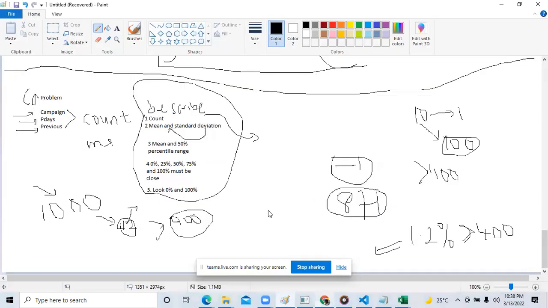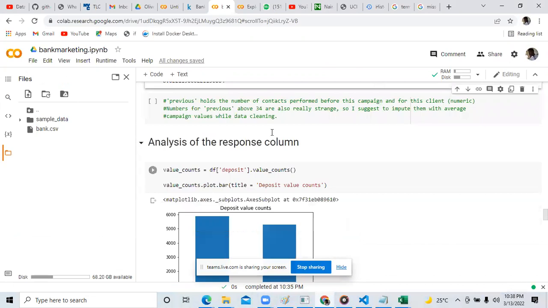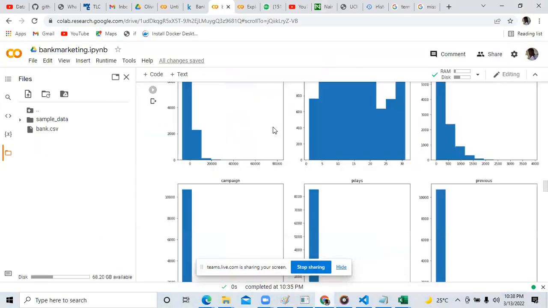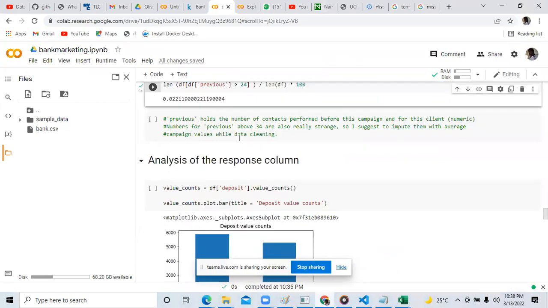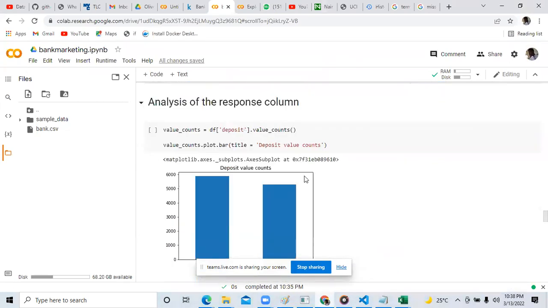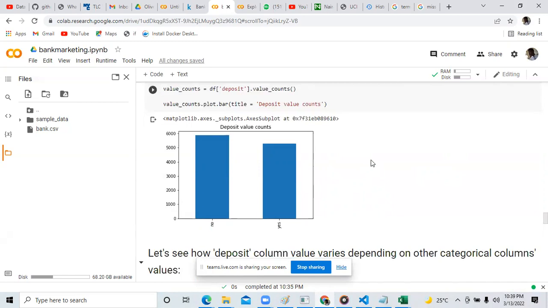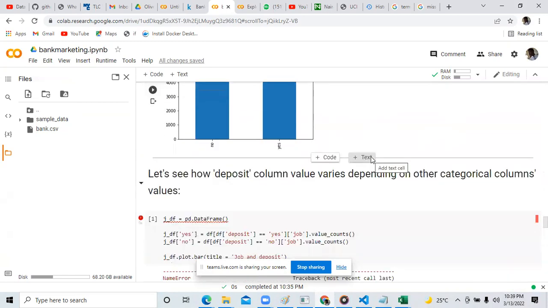So let's analyze the response column. We've analyzed categorical variables. We've analyzed the input variables. So let's analyze the response column, that is deposits, with a bar plot. And you can see that this doesn't look bad. We have more people declining a deposit than saying yes to a deposit, right? It doesn't look bad.